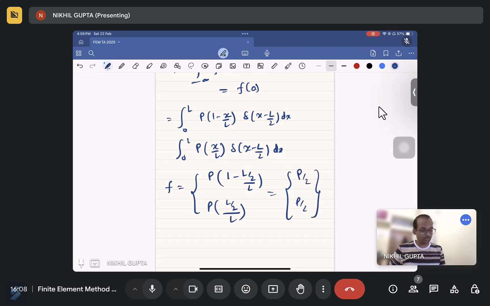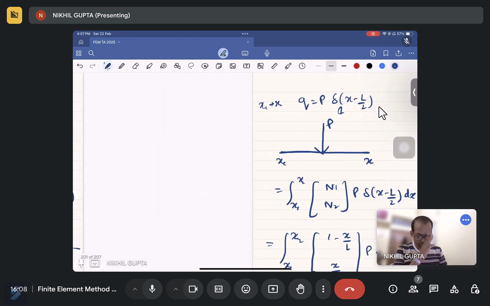Since it was acting on the L by 2 section, you are getting p by 2 and p by 2 on both nodes. If it had been at some other distance, you would get different values for both of the nodes. So for solving this question, we'll use this.